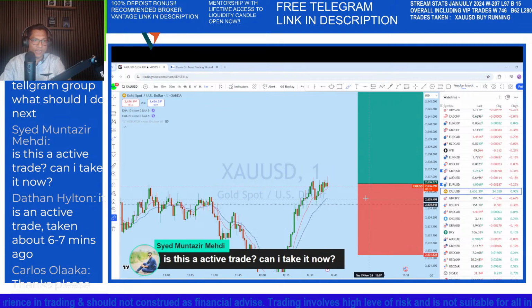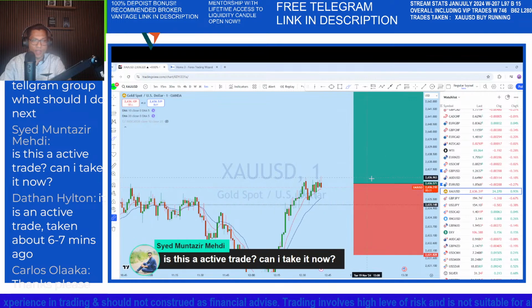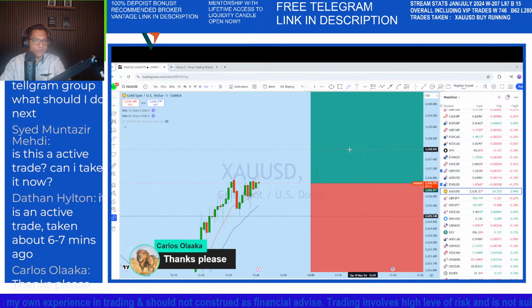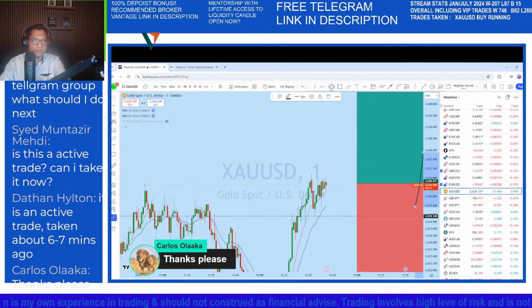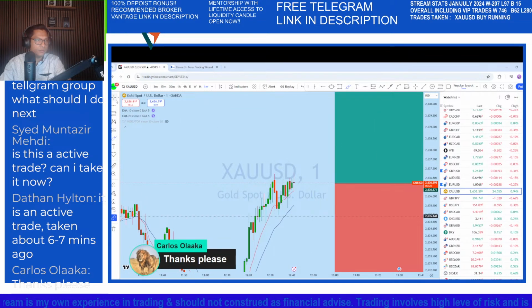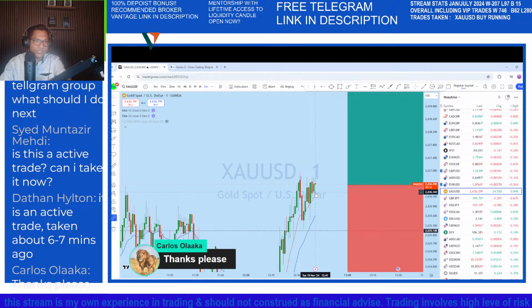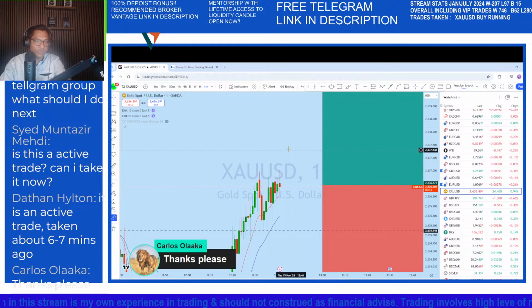Yes, it's a live trade. It just opened after yesterday's gold trade that we closed. Thank you very much. And locally we can see some dodgy formation here.